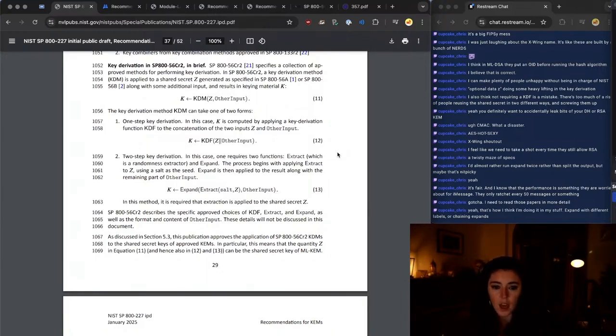Yep, exactly. Expand with different labels or chaining expands. Yep. I think that's the very common usage pattern, and this split PRF assumption, of putting secret material in different places and asking whether that is secure, I think that's very recent work, in the past 2 years or so. So Apple adopting that for their post-quantum upgrade to iMessage was pretty cool to see.